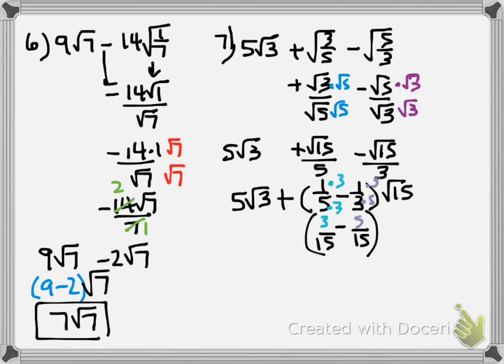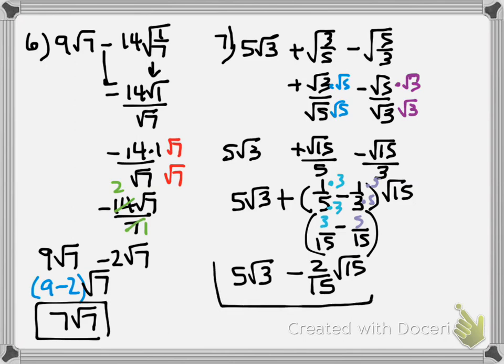All right, so here we go. We still have 5 radical 3, and then I have 3/15 take away 5/15, which is going to give me negative 2/15, and then radical 15. Now, can I simplify those 15s out? Why not? They both either have to be under radicals or they both have to be not under radicals. This, dear folks, is your answer. Now, you could also write it as 5 radical 3 minus 2 radical 15 all over 15. You could do that too.